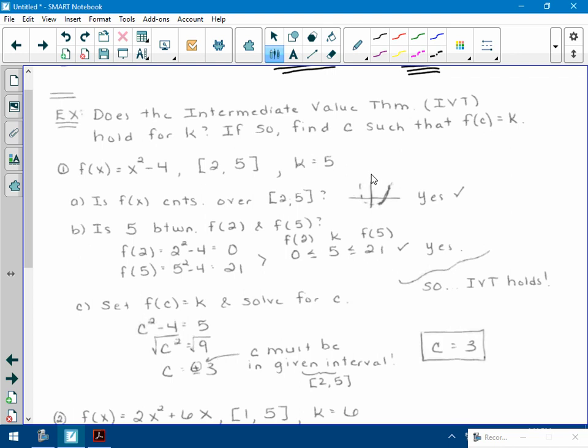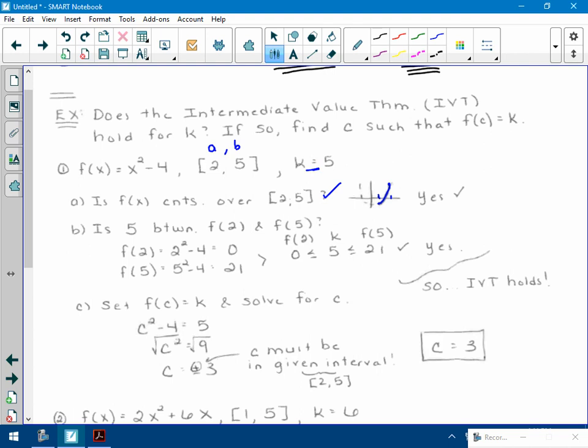Well, you've got to check two things. Is f of x continuous on this interval? So in that theorem I talked about a second ago, this is a and b. So between 2 and 5, is x squared minus 4 continuous? Of course it is. Why wouldn't it be? It's a parabola. It's always continuous. So check.